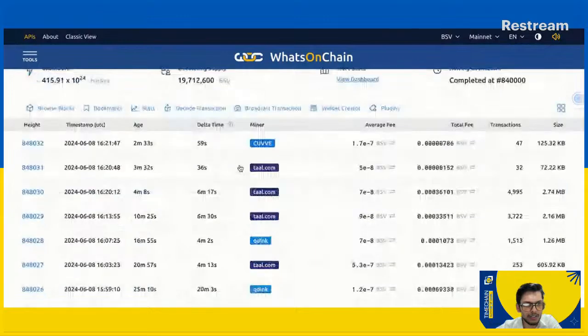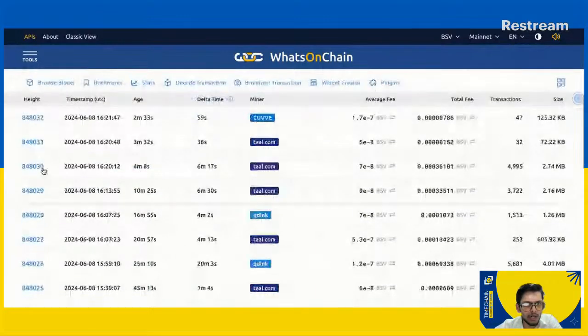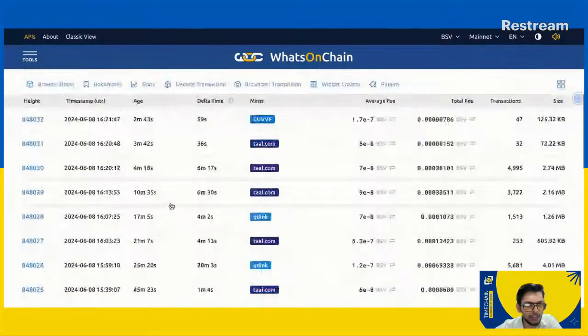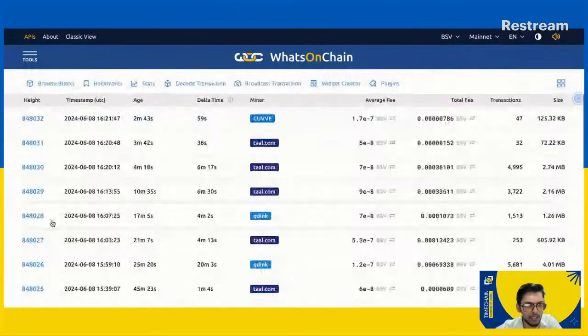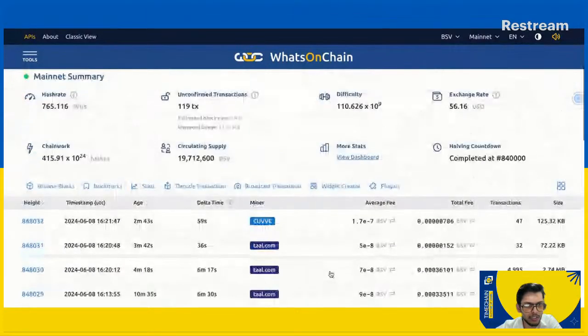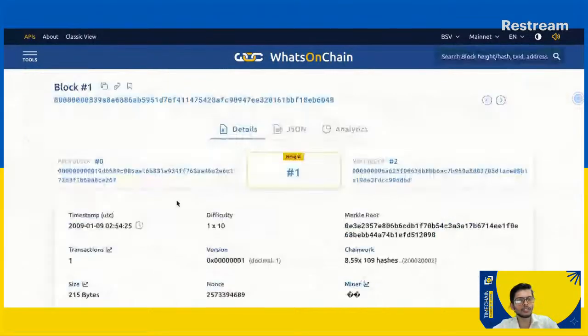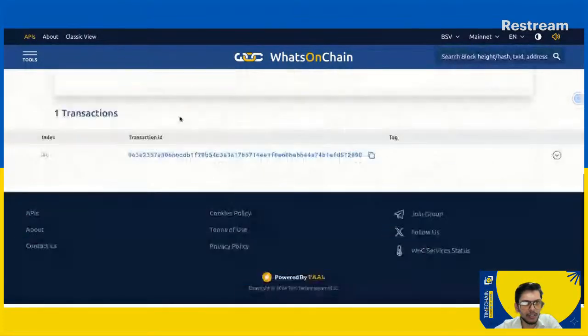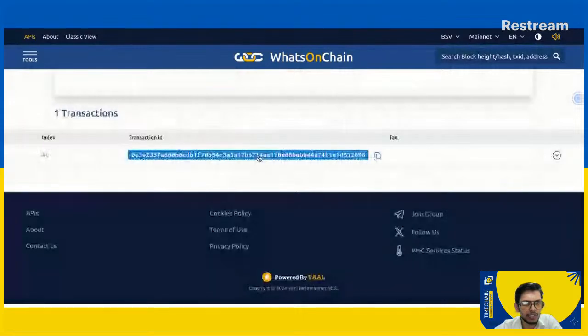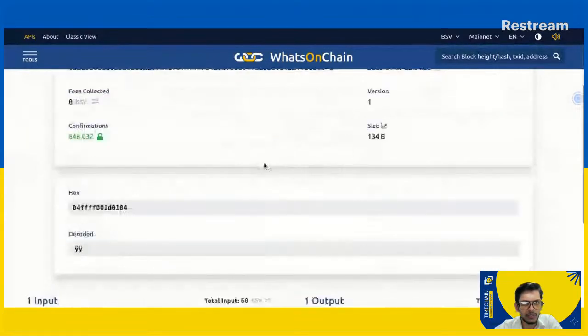Now there is the list of blocks. 84032 is the latest block. Then you have more blocks going ahead. If you go back through the chain to the Genesis block, which is the first block, at the back of the chain, you will get the very first block, which is of block height 1. If you see block number 1, this had the Genesis transaction, only one transaction inside it. That's how the Bitcoin blockchain started.